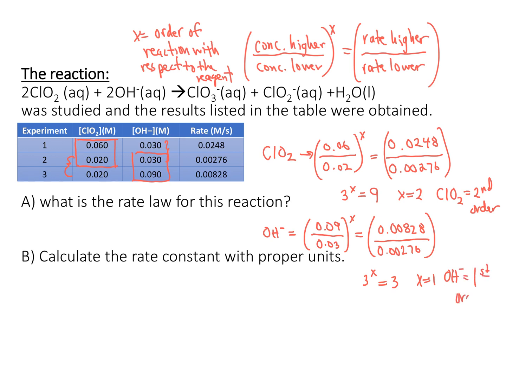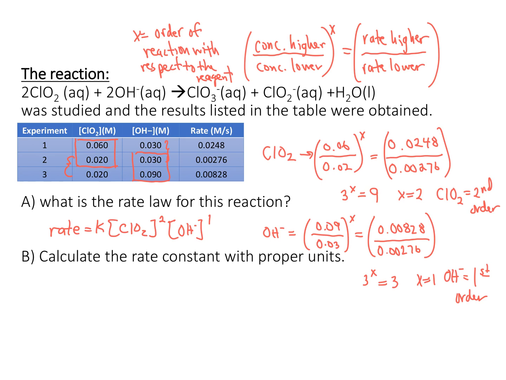So with respect to hydroxide, it's first order. So now to put those both together in the rate law of the reaction, I would say the rate law for this reaction is rate equals the rate constant times the concentration of chlorine dioxide squared times the concentration of hydroxide to the first power. It's second order with respect to chlorine dioxide, and it's first order with respect to hydroxide. Overall, it's a third order reaction.